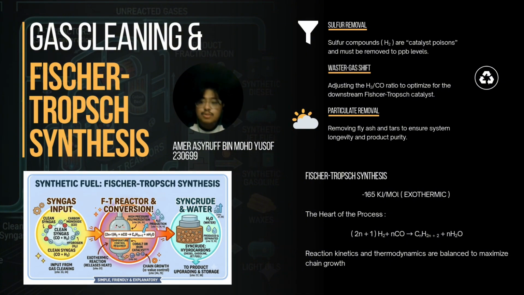For the Fischer-Tropsch synthesis, we know that it is an exothermic chemical reaction with an enthalpy of negative 165 kilojoules per mole. The heart of the process is (2n+1) H2 + n CO becoming CnH(2n+2) + nH2O. In this reaction, kinetics and thermodynamics are balanced to maximize chain growth.